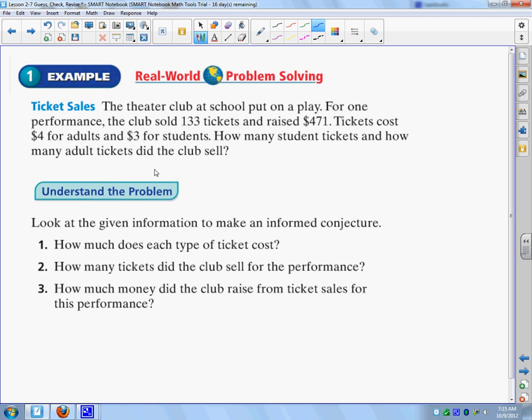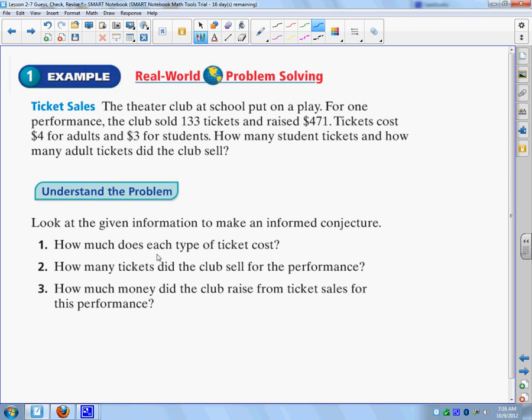So here is a story problem. The theater club at school put on a play. For one performance, the club sold 133 tickets and raised $471. Tickets cost $4 for adults and $3 for students. How many student tickets and how many adult tickets did the club sell? So here's what they want you to do. Number one, look at the given information to make an informed conjecture.